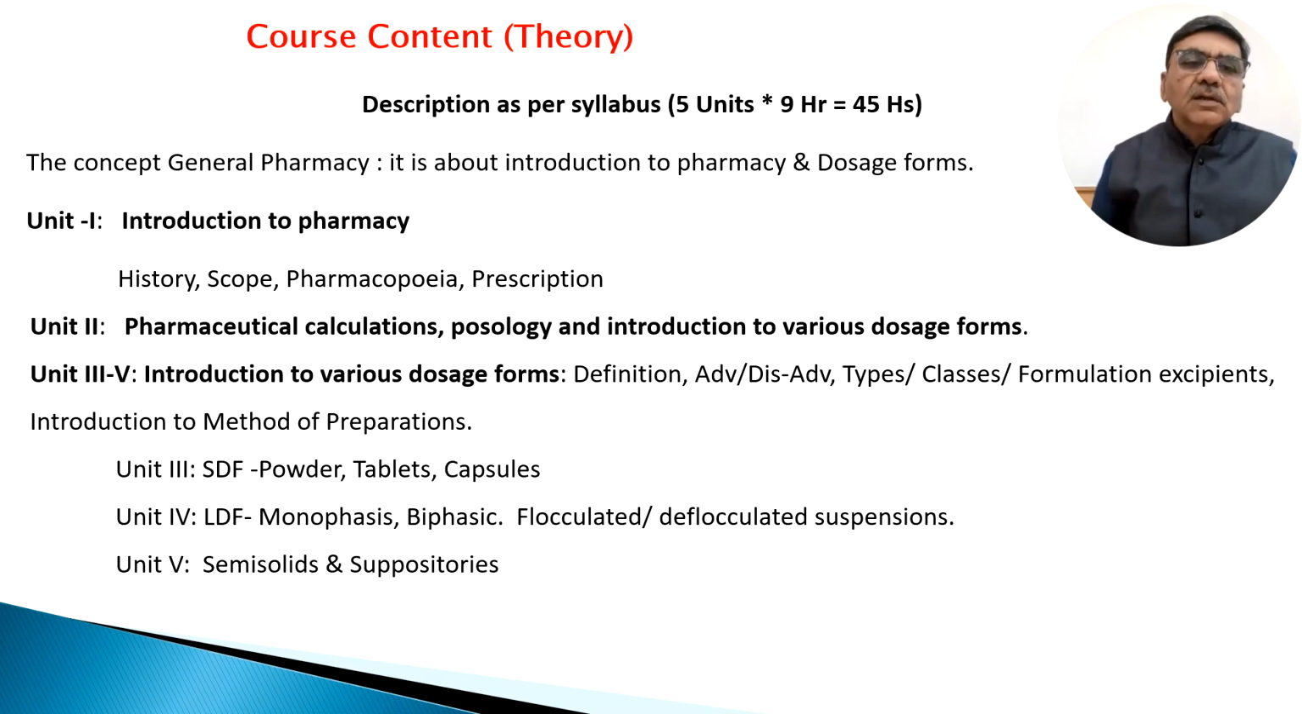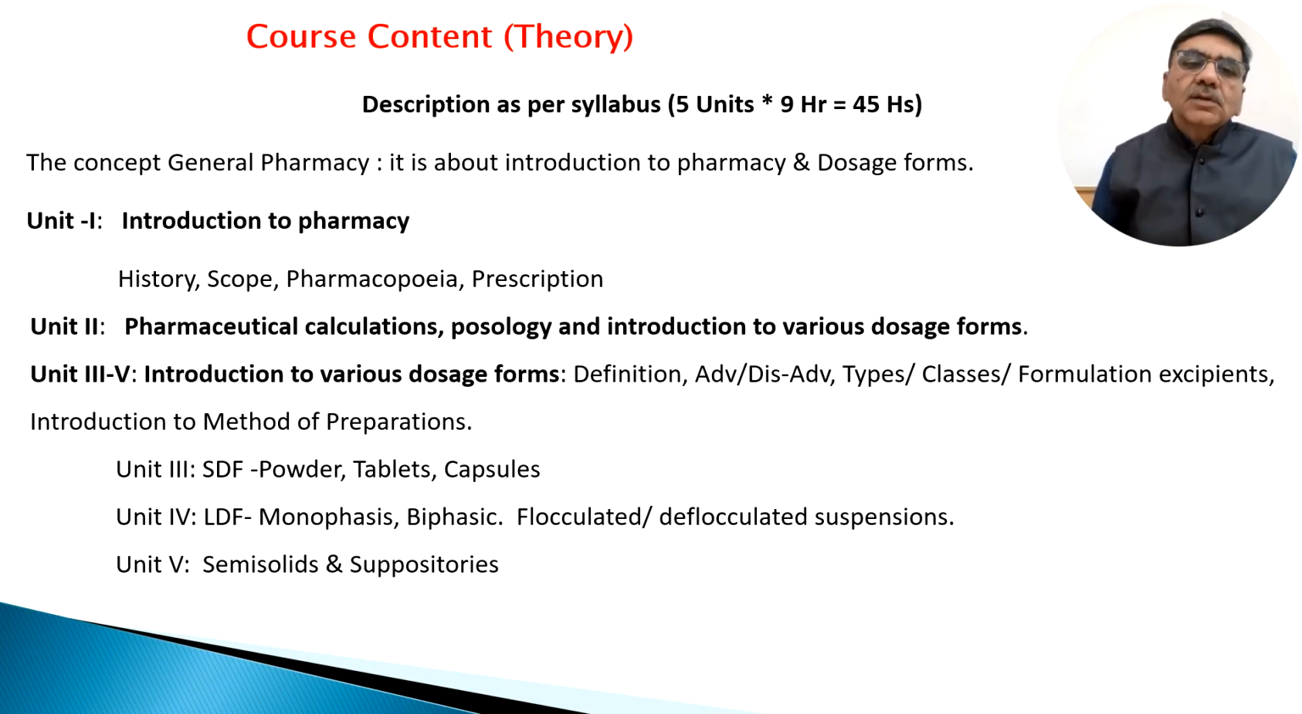Unit 2 is related to pharmaceutical calculations, posology, and introduction to the various dosage forms. Here, the introduction to various dosage forms is a general introductory chapter regarding the dosage forms. Further, all these dosage forms are explained in the next units, that is unit number 3 to unit number 5. They cover solid dosage forms like powder, tablet, capsule, then liquid dosage forms, that is monophasic, biphasic, including flocculated and deflocculated suspensions, the semi-solids and suppositories, and it does not cover the sterile dosage forms.